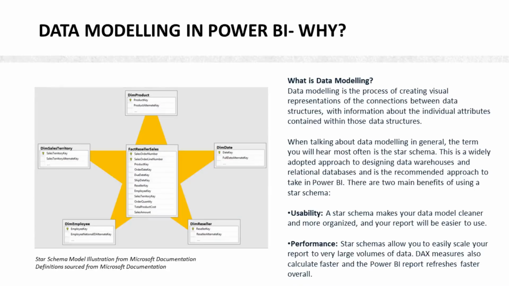So, like I said before, data modeling is just the process of creating visual representations of those connections between data structures. And in Power BI, it really is most performant to have a star schema. You may hear this phrased as a dimensional model, essentially the same thing. And what this gives us is information about individual attributes contained within data structures.